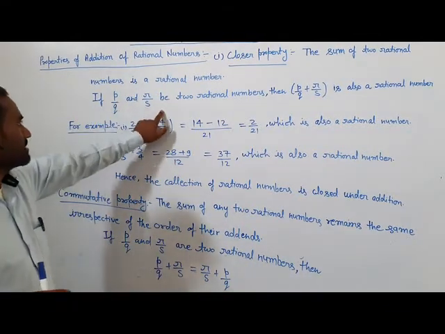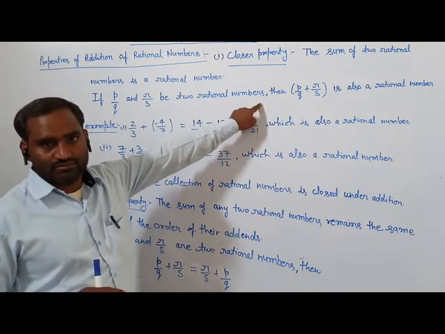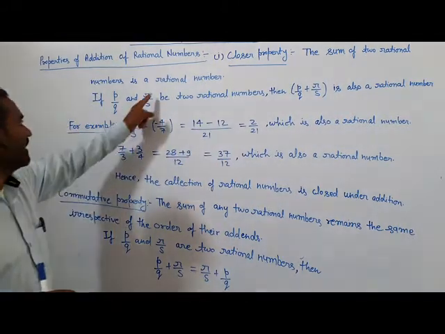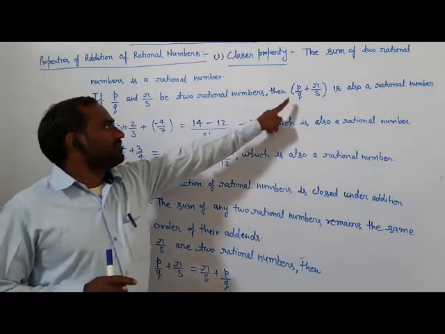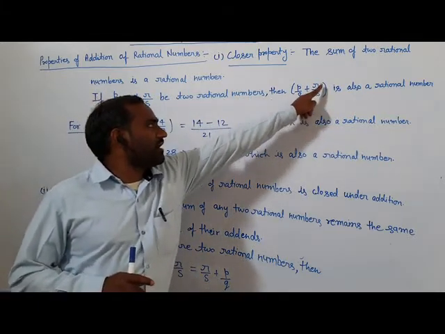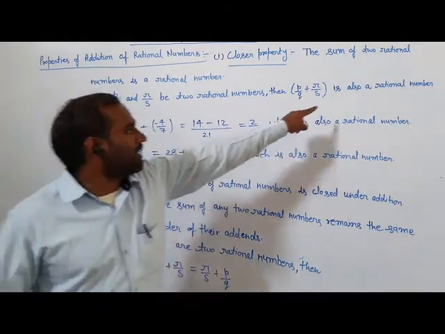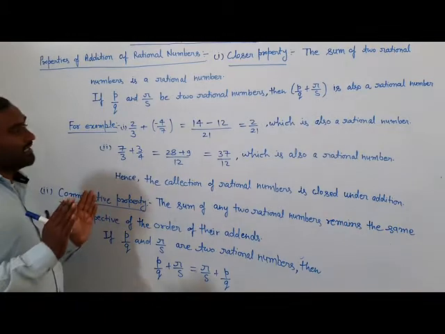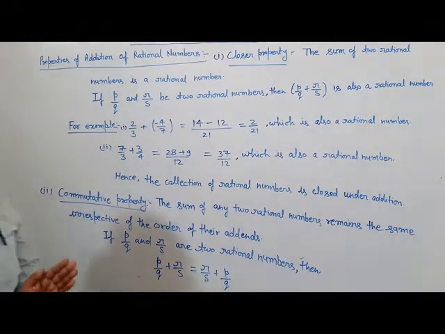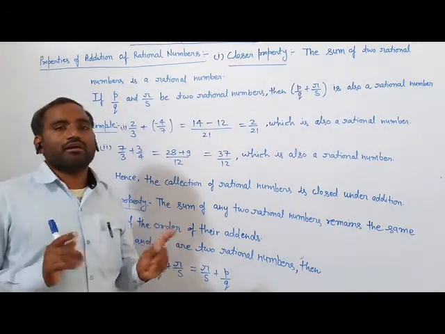If p by q and r by s be two rational numbers, then p by q plus r by s is also a rational number. I have told you that the sum of two rational numbers is a rational number.